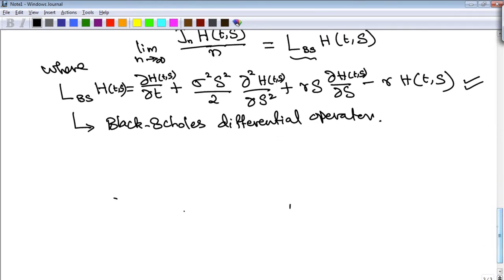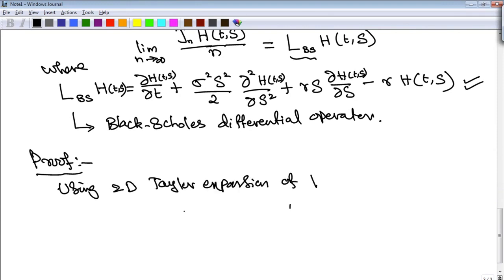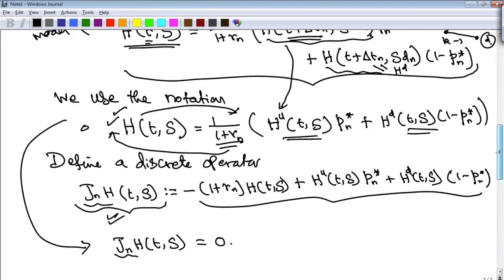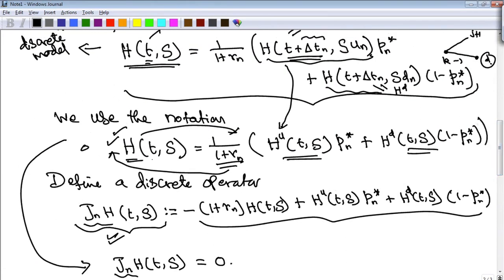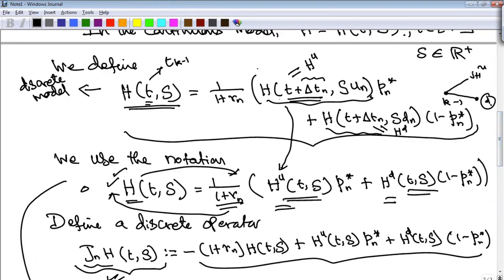Let us try to prove this theorem using the 2D Taylor expansion of hU. Let us first take hU, then we will take hD, and then substitute back into h. We will get this expression. See, h is defined in terms of hU and hD. Remember, hU is given by this expression, hD is given by this expression, where t is perturbed to t plus Δt_n, and s also is perturbed, to s u_n.